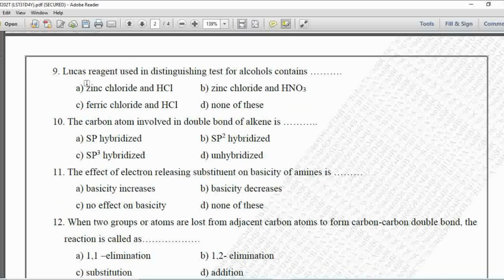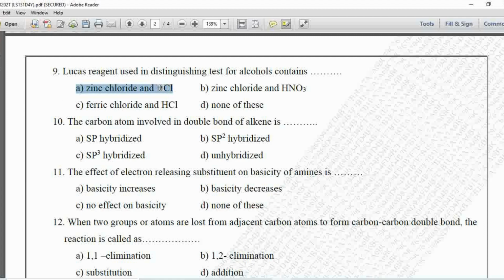Next, 9th one MCQ. Lucas reagent used in distinguishing test for alcohols contains option A is zinc chloride and HCl, B is zinc chloride and HNO3, C is ferric chloride and HCl, and D is none of the above. So here Lucas reagent which is used for distinguishing test for alcohols contains zinc chloride and HCl.